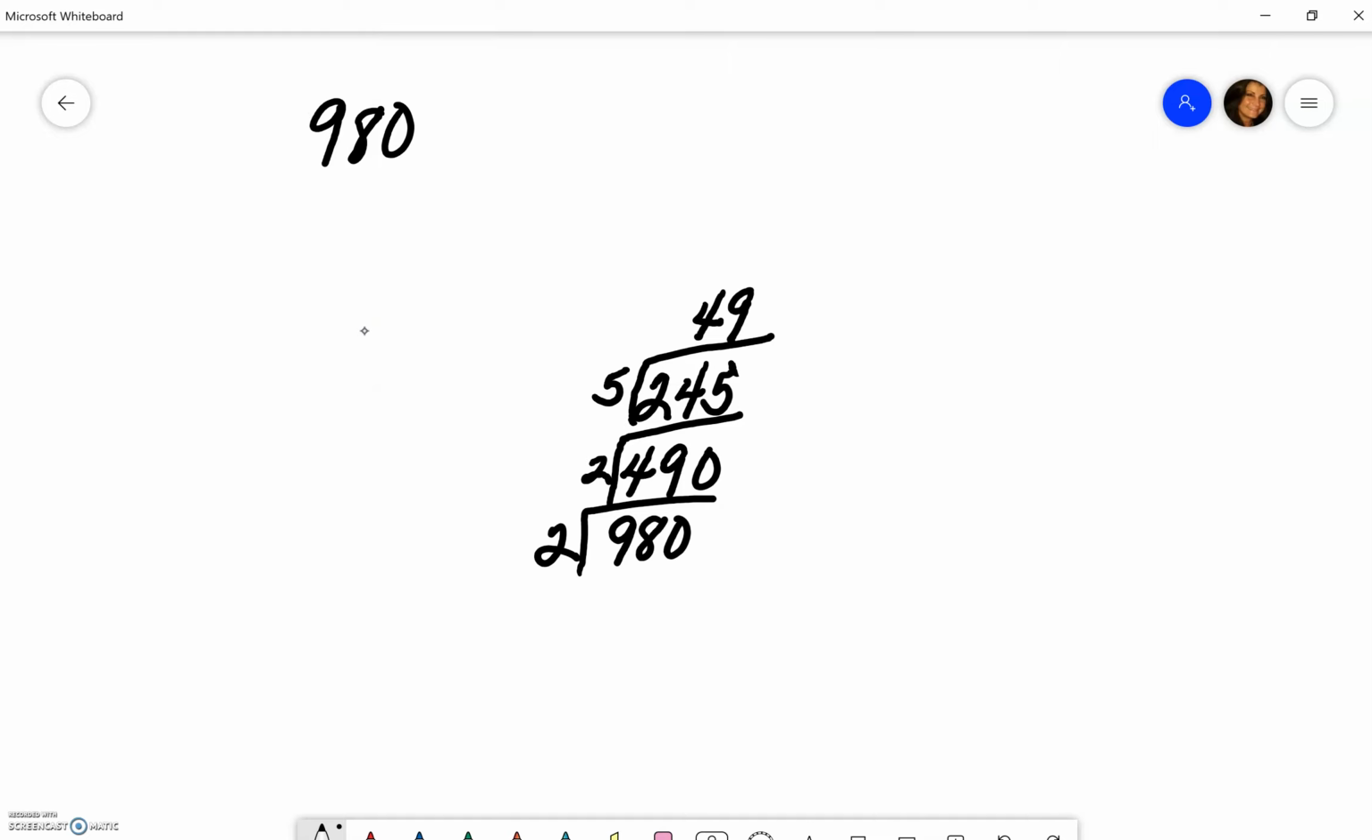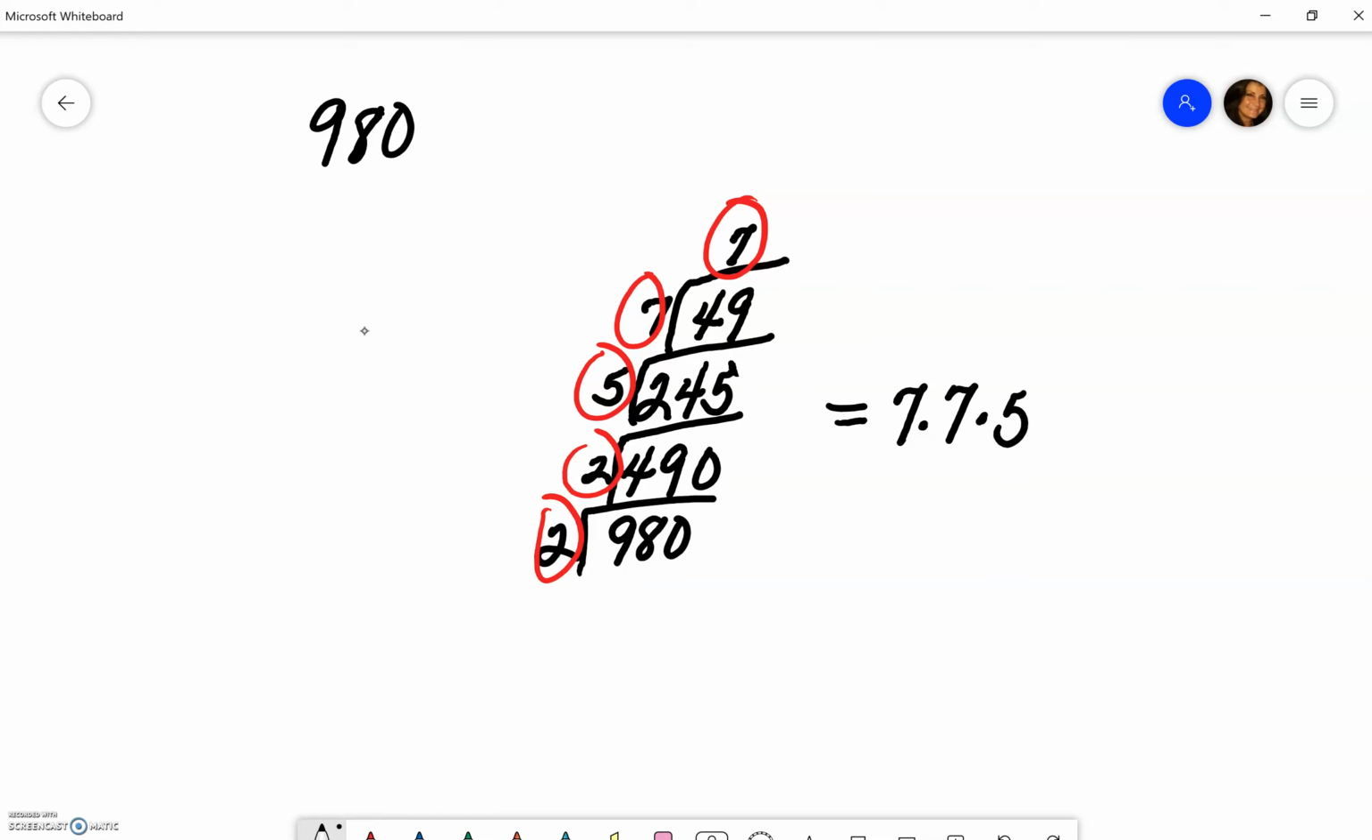Now this is useful. If you know your multiplication table, you'll know that 7 times 7 equals 49. And if you look, all these are prime numbers. So we're done. 7 is a prime number, and we can't take this any further. If we collect these, and you can always put it in your calculator to make sure you have this collected correctly, I'm going to write it out from highest to lowest: 7 times 7 times 5 times 2 times 2.